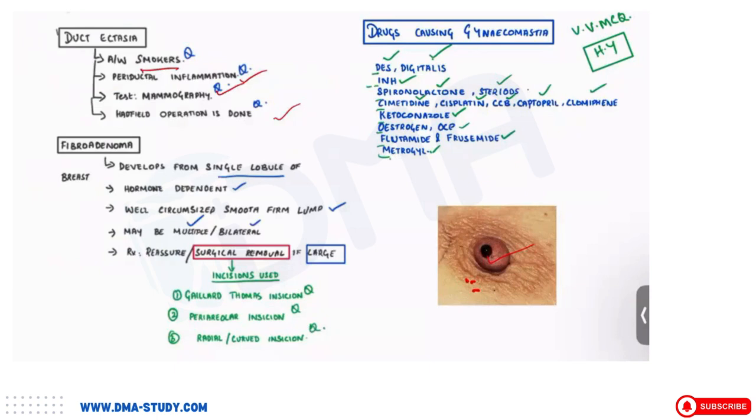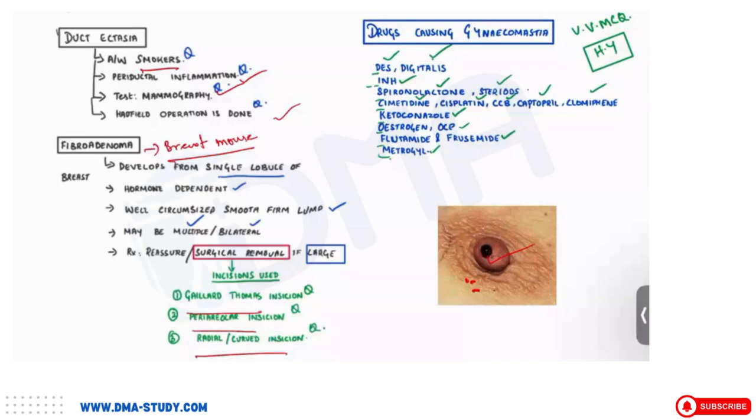Okay. And apart from that, you may have this fibroadenoma. Fibroadenoma is nothing but the breast mouse. A movable, painless lesion is so called as fibroadenoma, which develops from the single lobule, hormone dependent one. It could be multiple or bilateral too. Mostly we reassure; if the adenoma is very big, then we do the surgery. We do the Gallert-Thomas incision or periareolar incision or radial or curved incision.